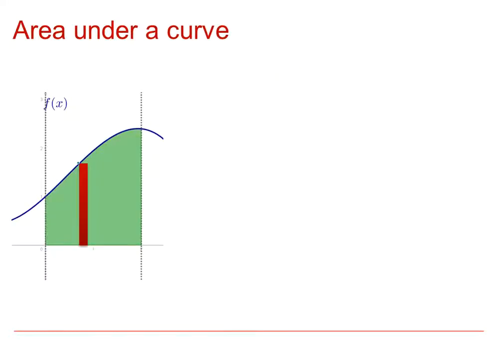So if we look at this diagram in a little bit more detail, if we look at this strip where the coordinates at that point are x, f of x, and this has a width of delta x, then the area of that one strip on its own, the rectangle, is the height f of x times the width delta x.